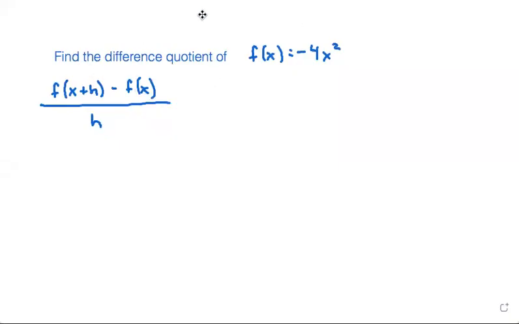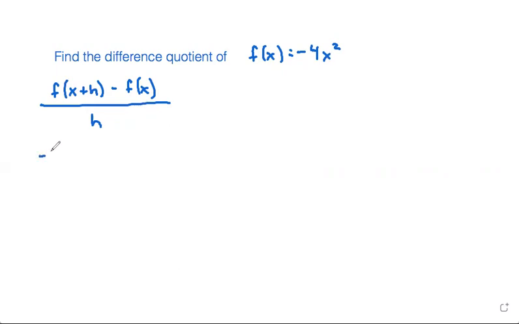Okay, so this problem is to find the difference quotient of f of x equals negative 4x squared. The difference quotient is f of x plus h minus f of x all over h. So the first thing we can do is find the function and plug in x plus h for every x we see in the problem.